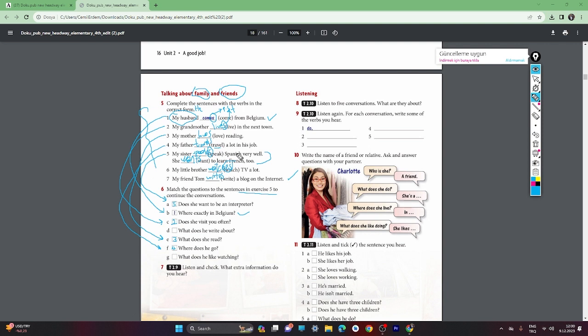Because if she knows Spanish and she wants to learn French, so she might be an interpreter in the future. I guess you know this word. If you don't know, check it on the internet. Interpreters just translate from some languages to another language. This is their job.